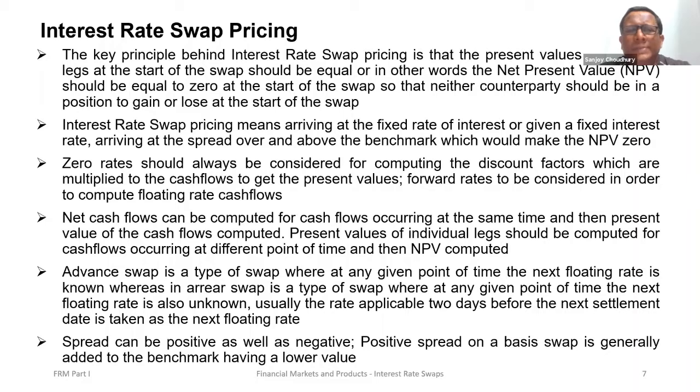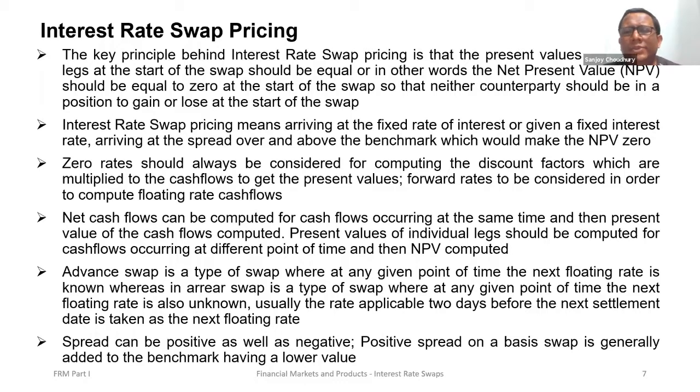And zero rates should always be considered for computing the discount factors, which are multiplied to the cash flows to get the present values. Forward rates are to be considered in order to compute the floating rate cash flows. As we have seen in the earlier video, zero coupon yield curves need to be considered for pricing and valuation of instruments like interest rate swaps and all kinds of derivative instruments. So net cash flows can be computed for cash flows occurring at the same time, and then the present value of the cash flows computed.